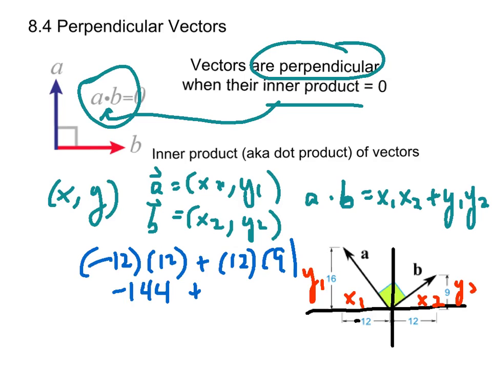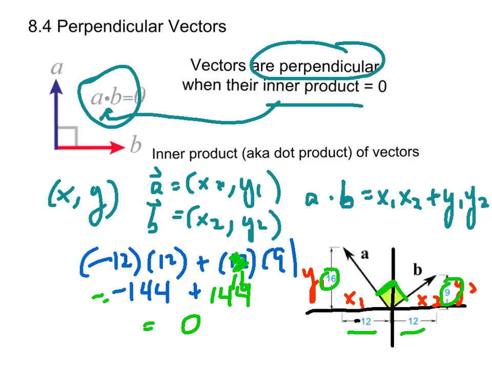Hold on, it would help if I used the right numbers. Oh, I can't erase that, huh? Okay, I should have put a 16 here. We're multiplying the y values over here, so I have 16 times 9, and then negative 12 and 12 are the x values. All right, let's continue. You multiply 16 times 9, that will give you a positive 144. Negative 144 plus 144, and you get a 0. Since the inner product or dot product of these two vectors is 0, they are guaranteed to be perpendicular, just like it shows here in the diagram.